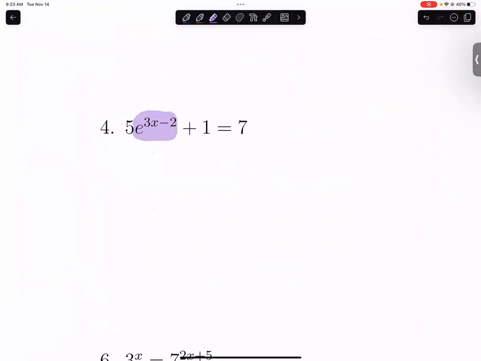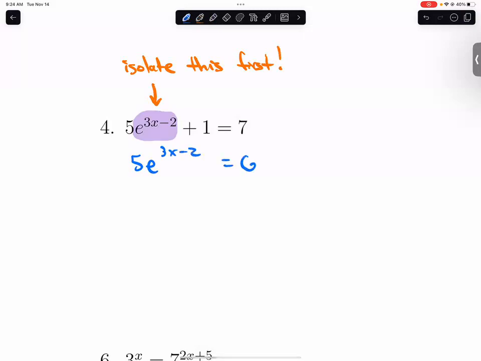I'm sorry, I didn't actually understand anything anybody said. Move the 1? Okay. Get that by itself first. So let me say isolate this first. Before we can do the log, we need to get the part that I actually want to do the log of by itself first. So move the 1 over by subtracting, and then divide by 5.